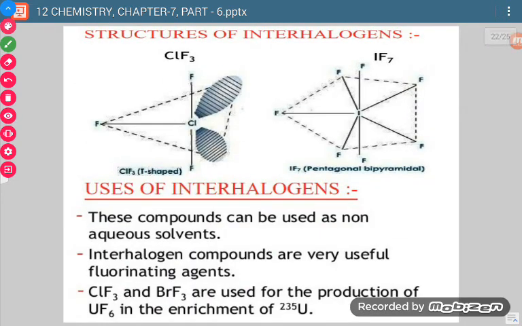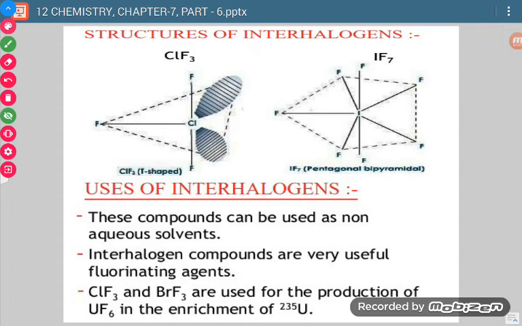Okay, now let us discuss structures of these interhalogens. Just like here, it is ClF3. Now see, when we talk about ClF3, Cl as well as F, they all have 7 electrons in their valence shell, but Cl is central atom over here. So this central atom is having 7 electrons. How they are arranged? 3 electrons are making bonds with fluorine atoms, and those 4 electrons are there in 2 different orbitals. So this way its geometry becomes T-shaped.